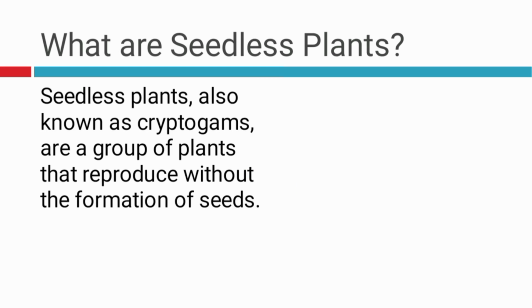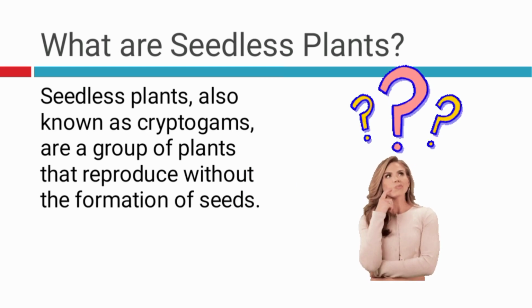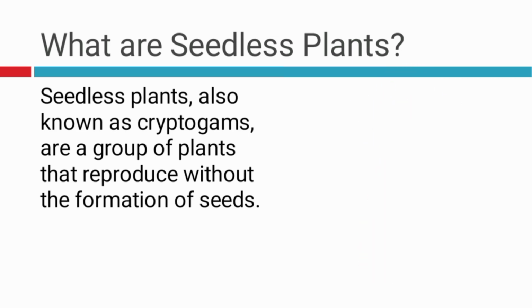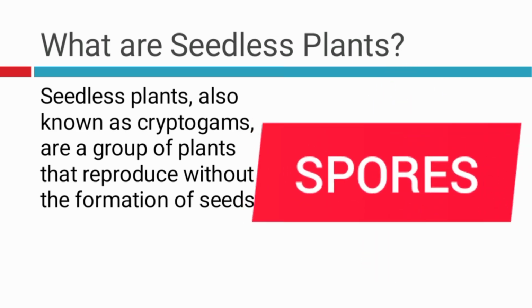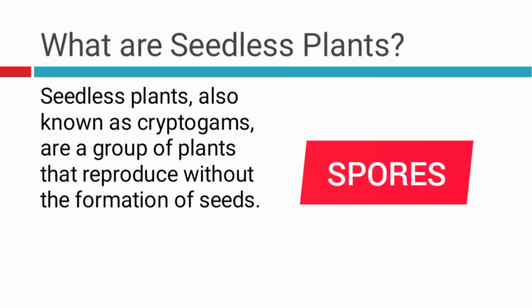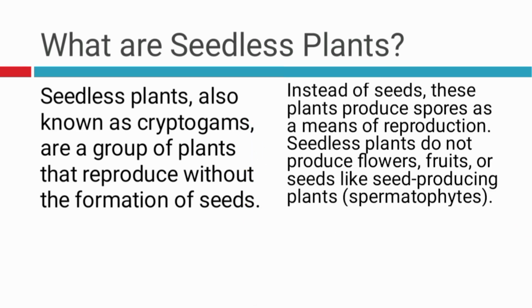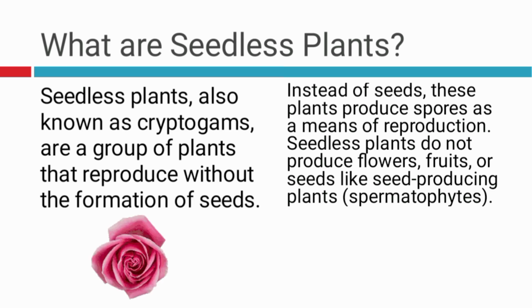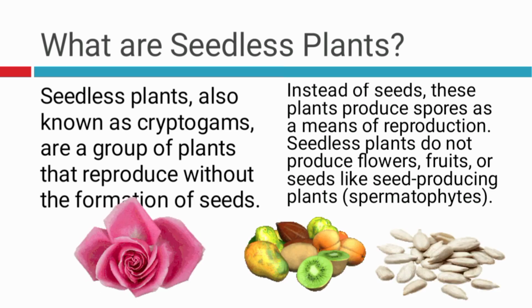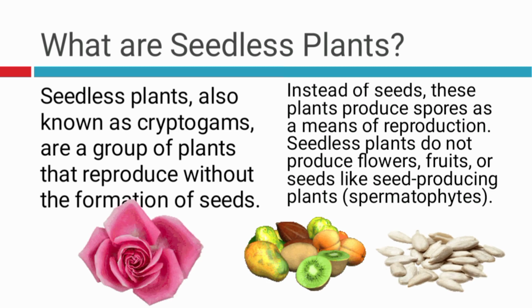If they cannot reproduce via seeds, through which medium can they reproduce? They reproduce through spores. Instead of seeds, these plants produce spores as a means of reproduction. Seedless plants do not produce flowers, fruits, or seeds like seed-producing plants.